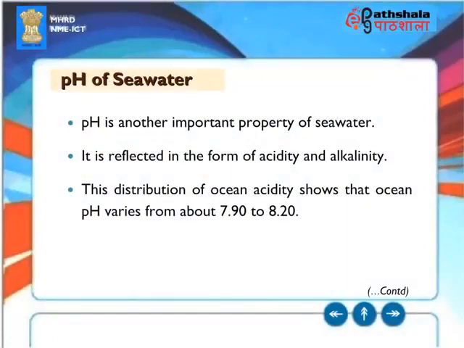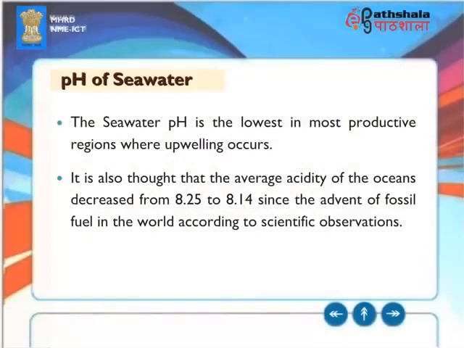pH of seawater. pH is another important property of seawater. It is reflected in the form of acidity and alkalinity. This distribution of ocean acidity shows that ocean pH varies from about 7.90 to 8.20. The seawater pH is the lowest in most productive regions where upwelling occurs. It is also thought that the average pH of the oceans decreased from 8.25 to 8.14 since the advent of fossil fuel in the world, according to scientific observations.